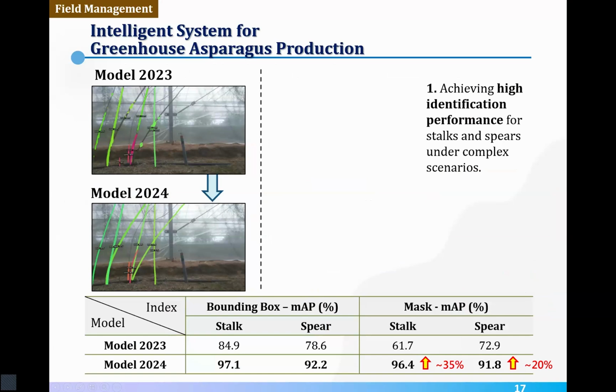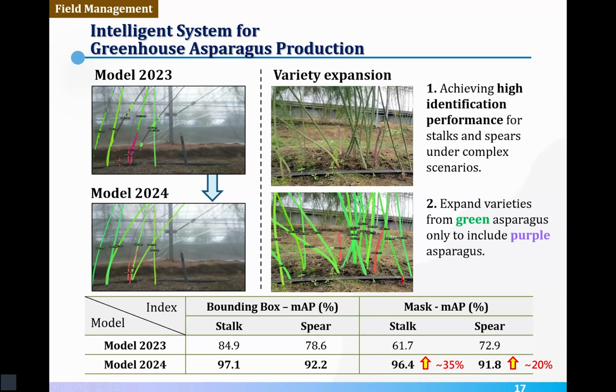So here we can see our model from 2023 to 2024. In 2023, we see something not that ideal because we cannot get a complete object. But the 2024 one looks much better. And from the numbers, we can also see for both stalk and spear, we get an mAP percentage higher than 90%. The second one is we expanded our recognizable variety from the green asparagus to the purple asparagus. This is to include more varieties and widen the application for the industry.